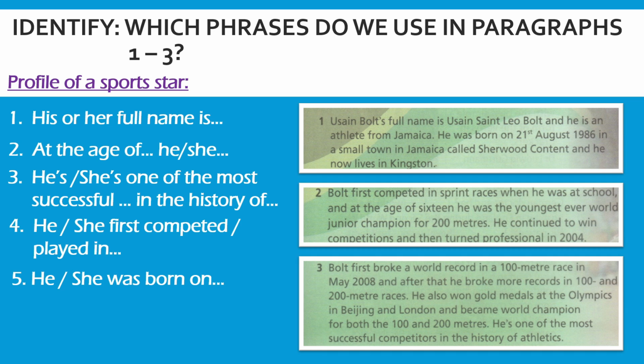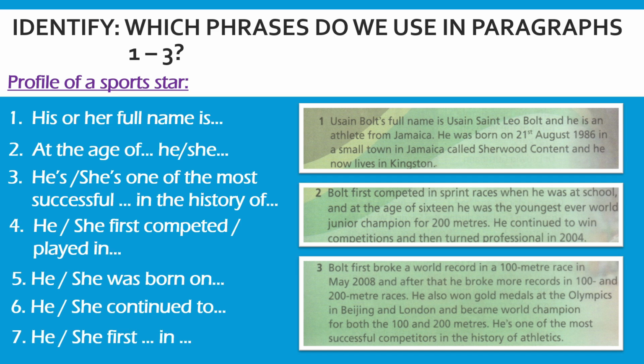Number 5, he/she was born on. And number 6, he/she continued to. Last but not least, he/she first in. These 7 key phrases I managed to identify from the 3 paragraphs. But now we are going to go through paragraph by paragraph and determine which phrases are being used in that particular paragraph. Alright, take a look at the first paragraph.